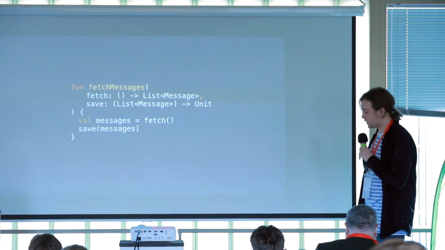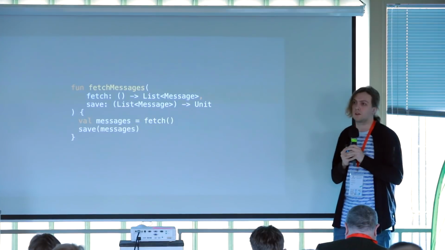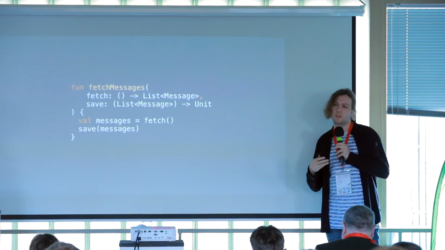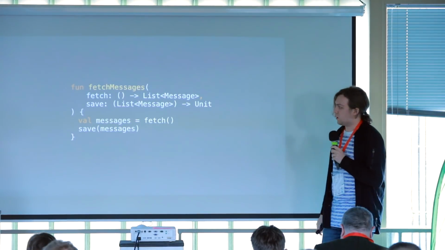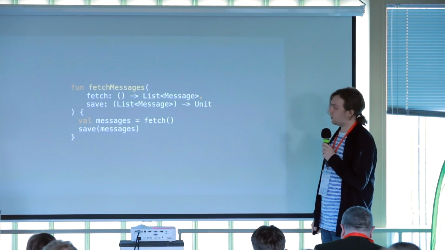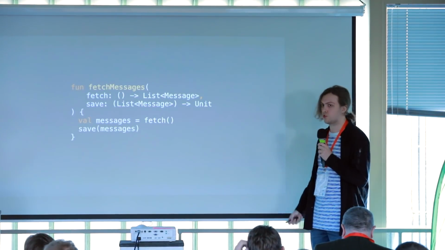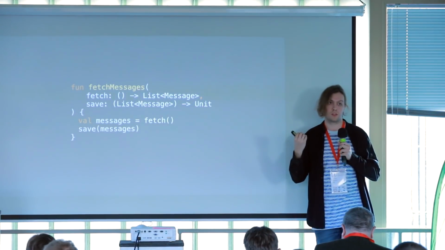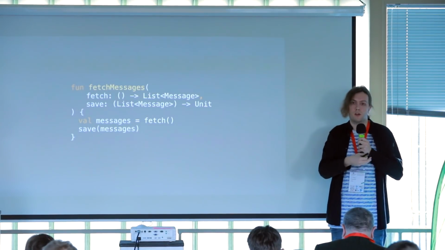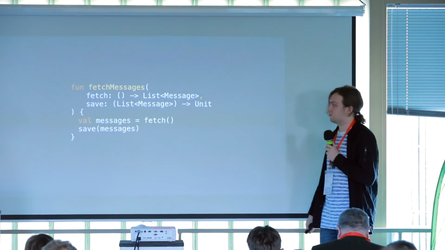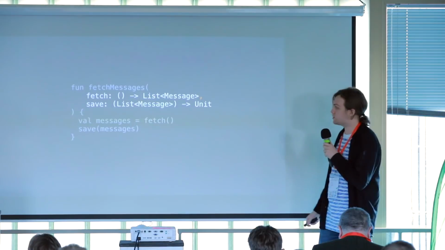Okay, a bit more complicated example. Sometimes we have classes which don't provide data, but instead do something. How do we test those with functions? Easy in Kotlin. Let's say we have a function fetch messages, which is supposed to get messages from somewhere, again, I don't care where, and save them somehow, I don't care how. We would write a function for that, which takes two parameters, which are a bit special now.